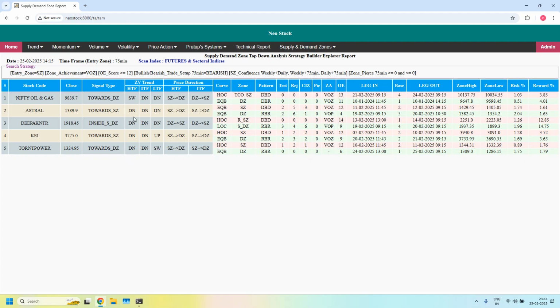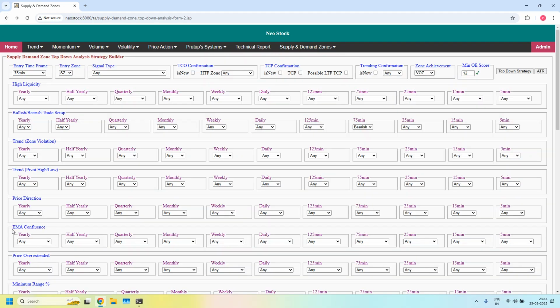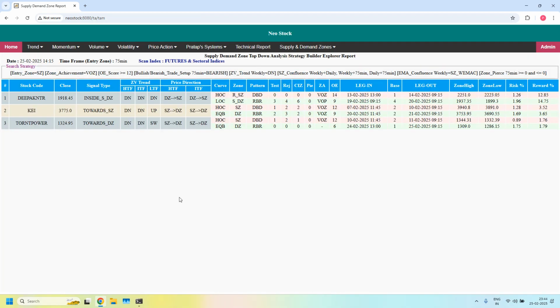If any of those 4 stocks are having weekly EMA confluence, then they are even more high probability trade setup supported stocks. Let's verify. In the EMA confluence weekly time frame, I am setting weekly supply zone having weekly EMA confluence. Trend on the weekly should not be sideways, it should be downtrend because it is bearish trade setup. So we got 3 stocks. These 3 are having even more high probability to get the success.